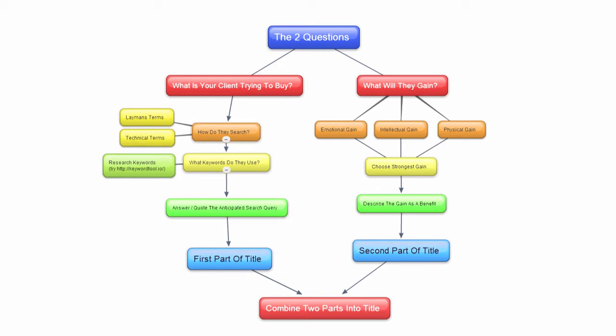Now we need to describe the gain as a benefit. So now we need to flip it over, and that becomes the second part of our title. So we need to make it personal, we need to focus on them and address it to them. We take those two parts, we combine them into a title, and that's how we get around the problem of creating an SEO friendly and a sales friendly marketing title. We want to be found in search, but we also want there to be a call to action that targeted people are going to respond to, and we're helping them towards the content they actually need. So let's go and have a look at some examples of this in action.